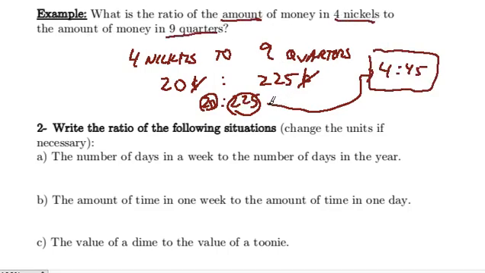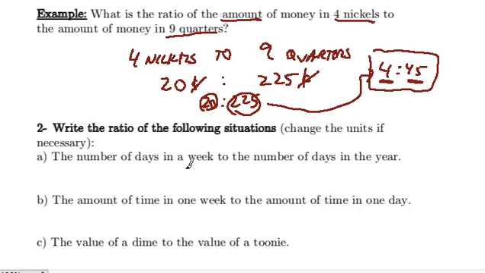Very important ratios. Notice that the order of the words in the problem that you're being asked has to match the order of the numbers. This number represents the amount of money in 4 nickels. This represents the amount of money in 9 quarters. You couldn't have 45 to 4 as an answer here. That would be wrong because of the way the question is asked.